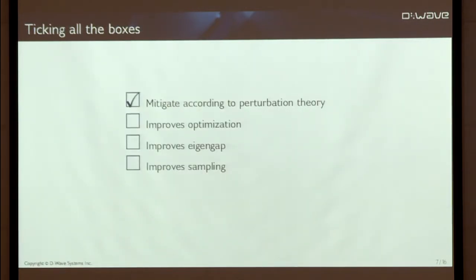So we want to tick all the boxes for this mitigation algorithm, and that means that we want to mitigate perturbative anticrossings in a principled way, so that we can pat ourselves on the back and say that we're doing something for a good reason and not just some sloppy heuristic. We also want to improve optimization performance. We want to systematically grow the minimum gap, and we want to improve the scaling or the sampling performance.